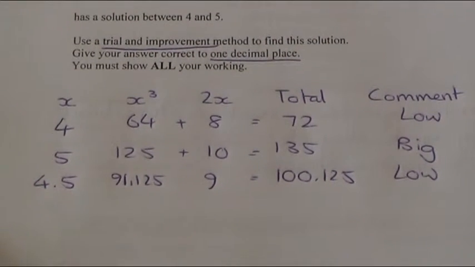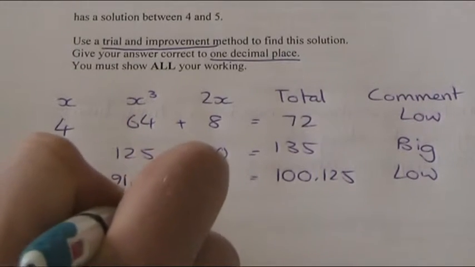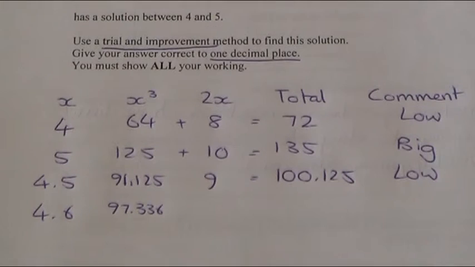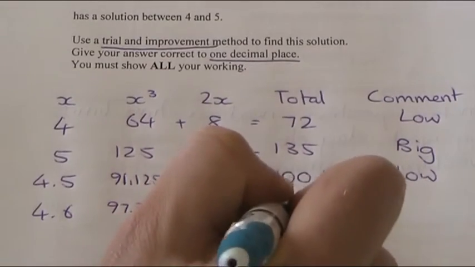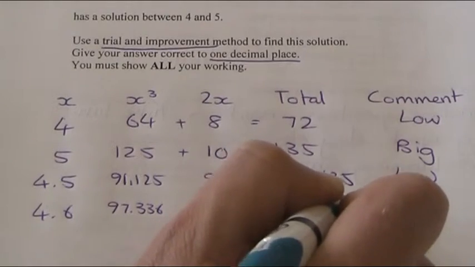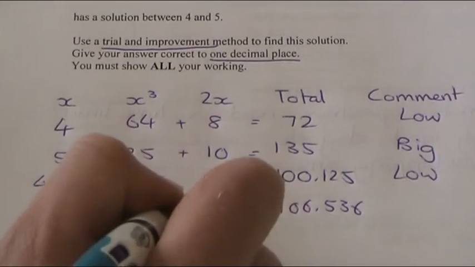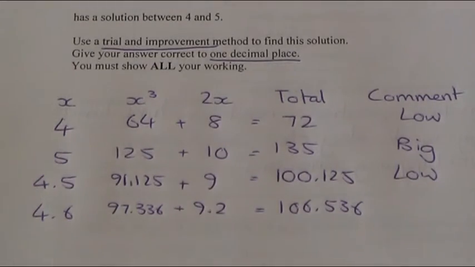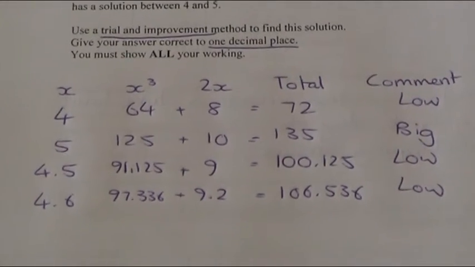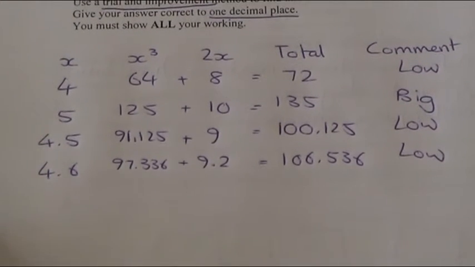So let's go 4.6. So I'm going to cube it and write all of it down, so it's 97.336. I'm going to add 2 lots of 4.6, and that gives me an answer of 106.536. Sorry, that was 9.2. I forgot to write that in. So there we go. And even closer, but it's still too low. So now what I'm expecting to happen, if I go to 4.7, it should go over 110, which is great. That's what I want to do.